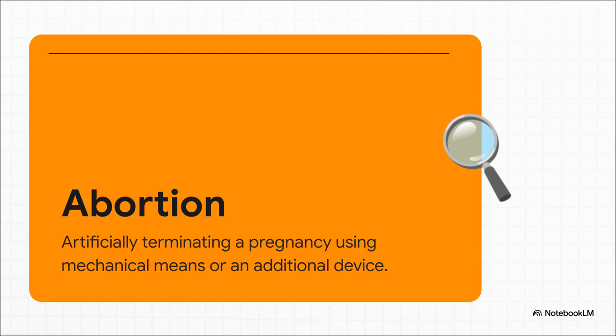But you can't just stop there. We must abstract exactly what method was used. Was it a mechanical means, like a vacuum aspiration? Or did they use an abortifacient device like a laminaria stick? That little detail completely changes your sixth character device value, so keep an eye out for it.